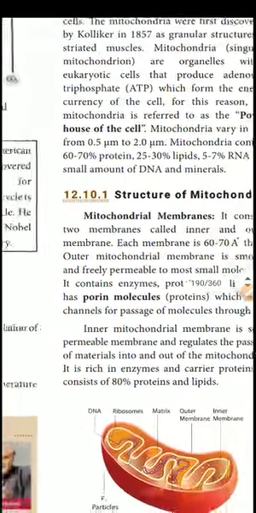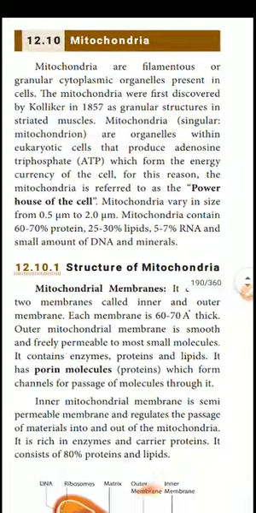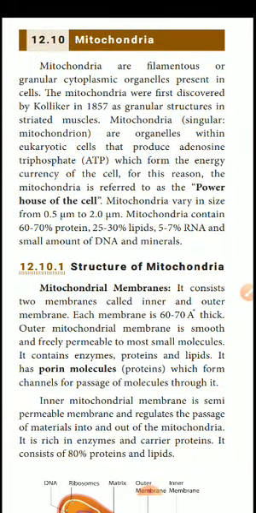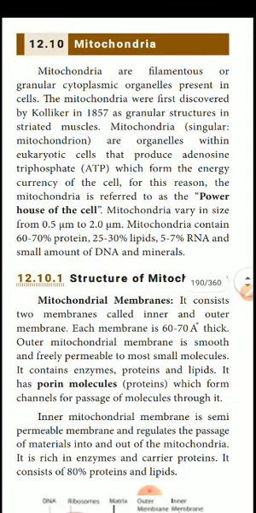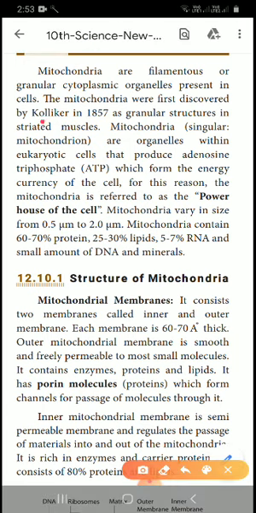Okay. Next, mitochondria. It is one of the structures of the cell. Mitochondria is very important. This is the powerhouse of each and every cell. The mitochondria are filamentous or granular cytoplasmic organelles present in the cell. The mitochondria were first discovered by Kolliker. It's very important, note down Kolliker in the year 1857, as a granular structure in striated muscle.